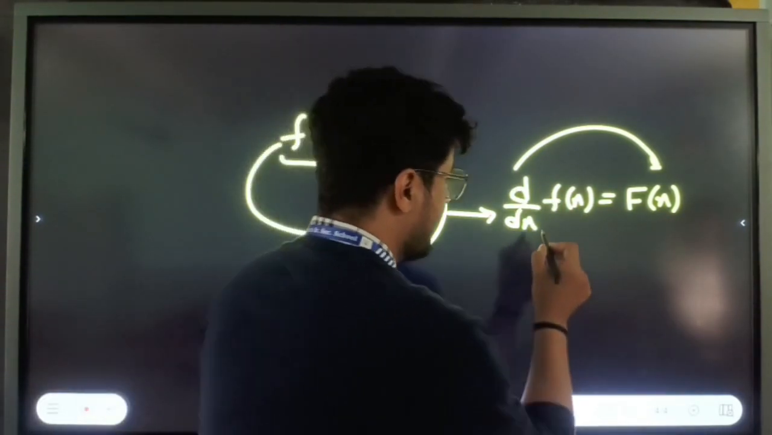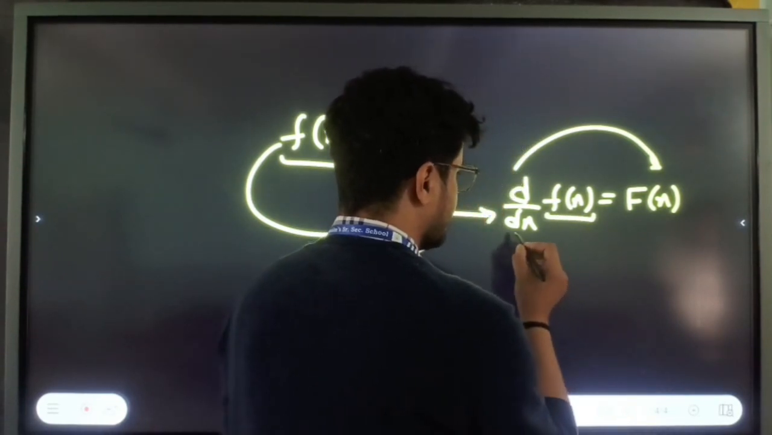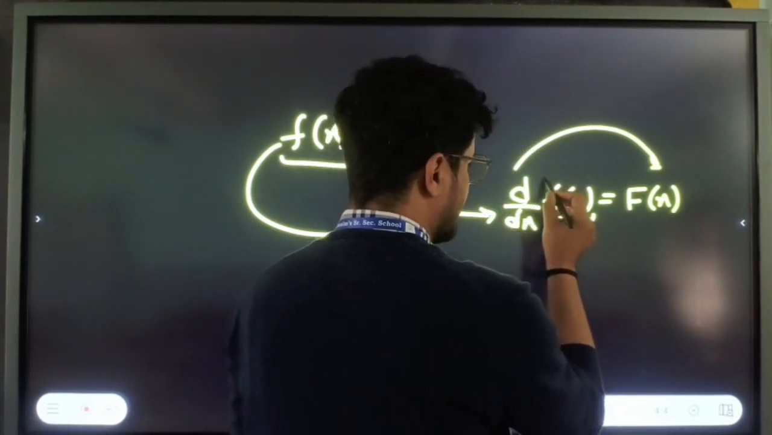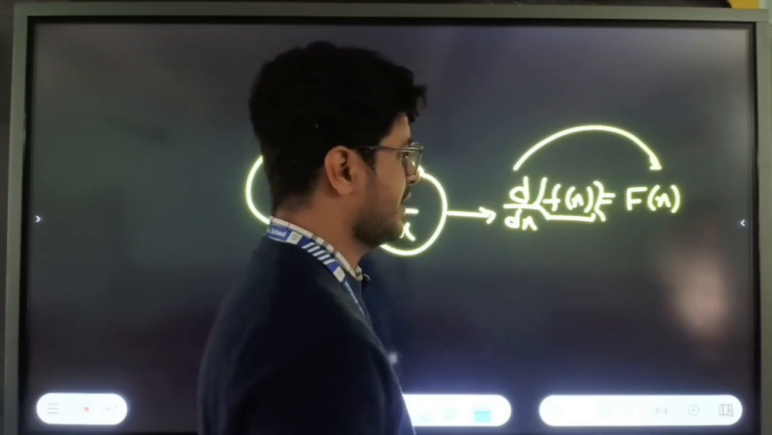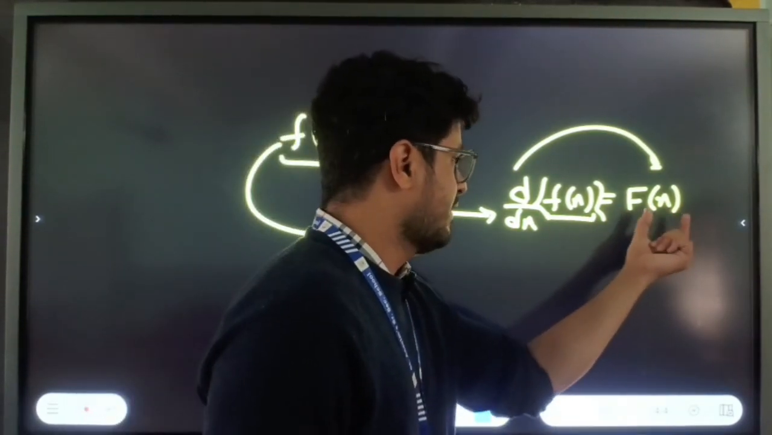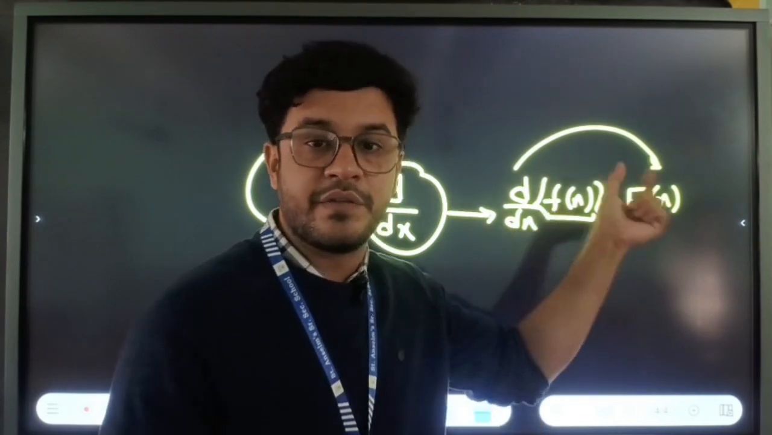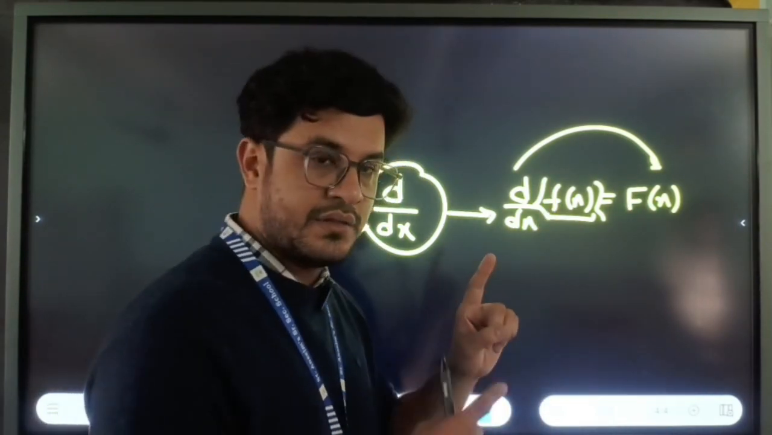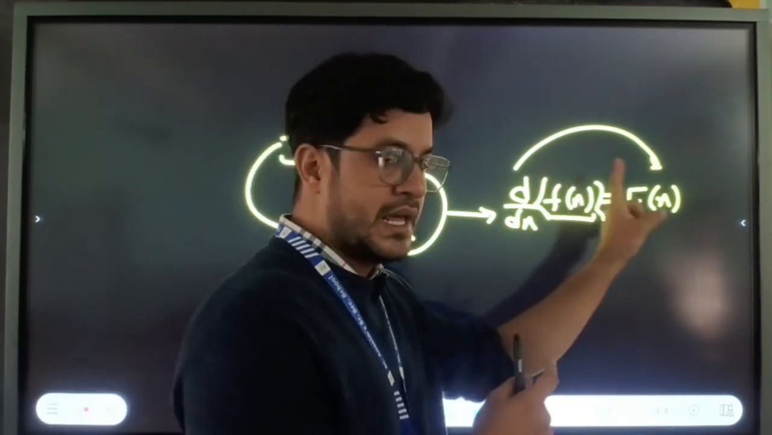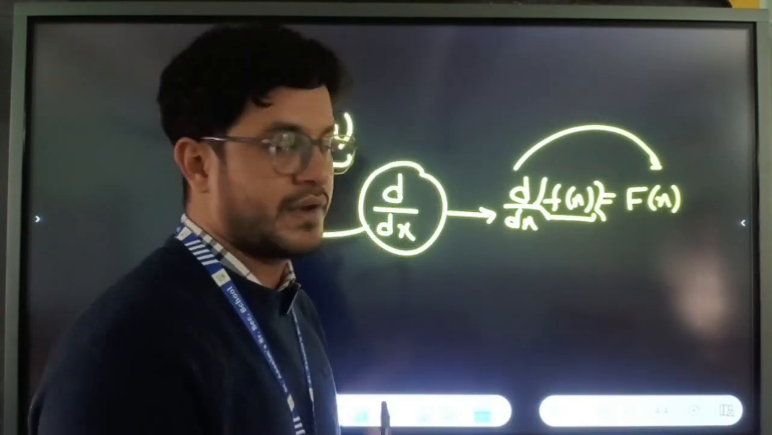So f of x was the initial function. We applied the operator d by dx and we got capital F of x. It is the derivative, and the process of getting a derivative from a function is known as differentiation. The process for getting the derivative of a function is known as differentiation.